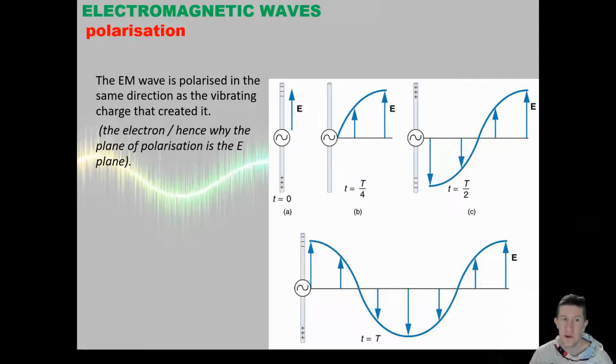This EM wave is polarized in the same direction as the vibrating particle that created it, and that's because, as we saw last time, it's defined by the direction of the electric field component for the EM wave, but also the electric field is generated in the direction that the charge is moving. So if the charge is oscillating up and down, the electric field component is up and down, and we end up with our wave pattern here.